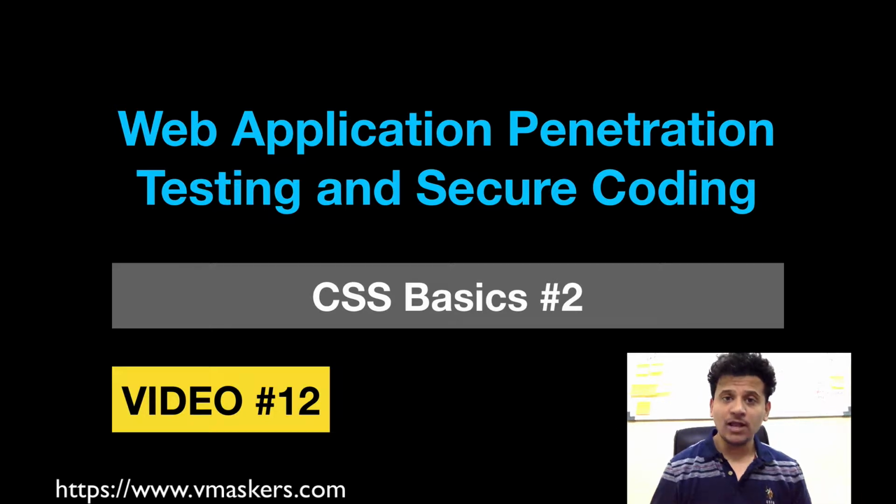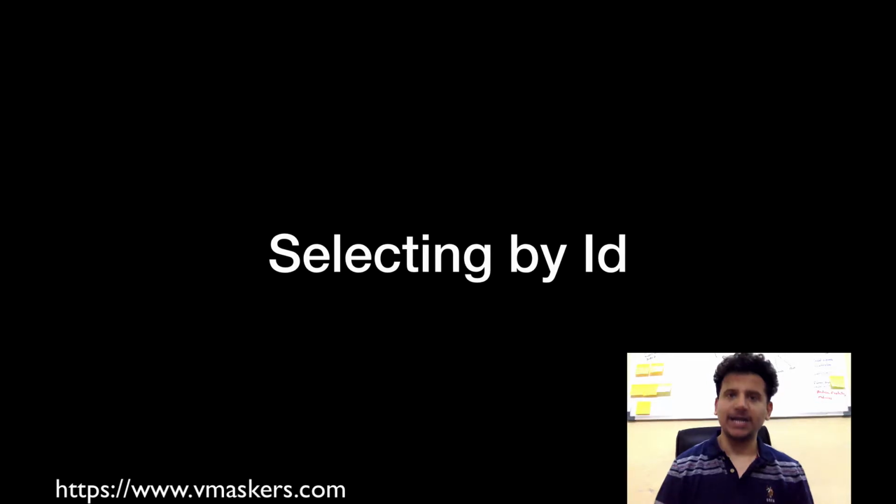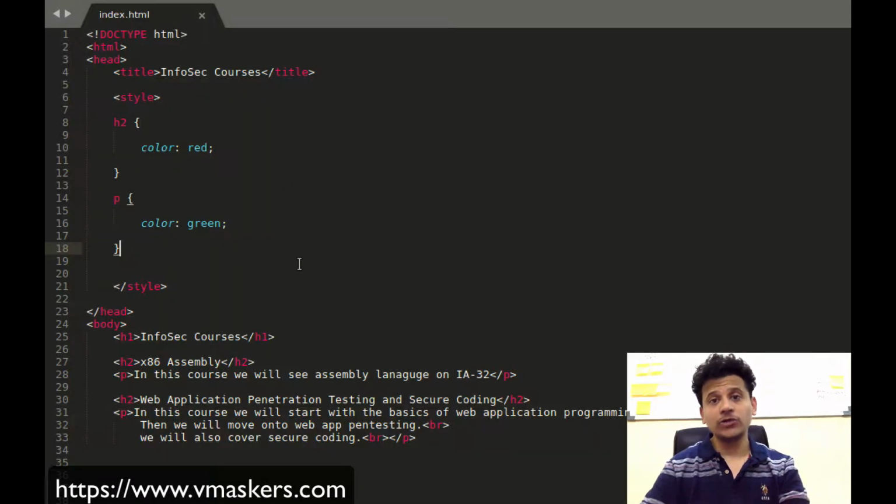This is video number 12 and part 2 of CSS Basics. First, we will start with selecting by ID. This is the same code which we looked into in the last video.